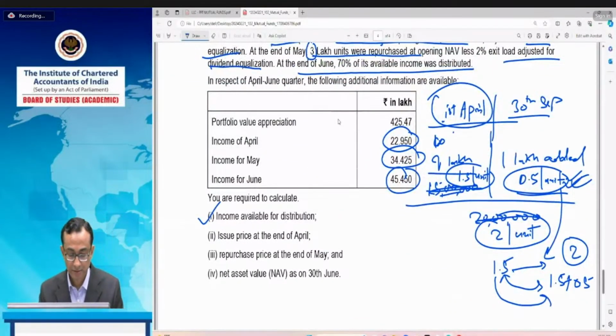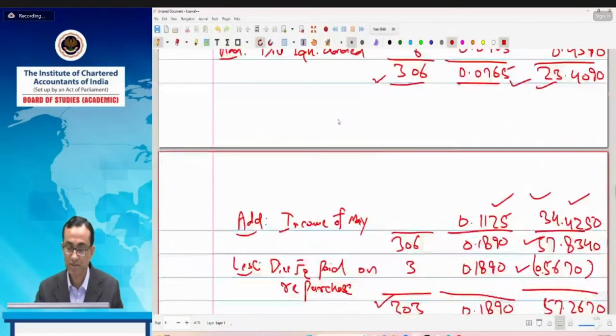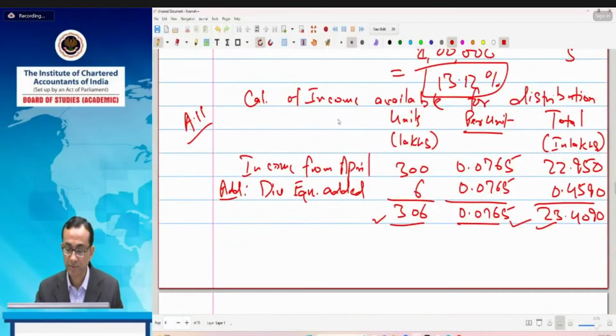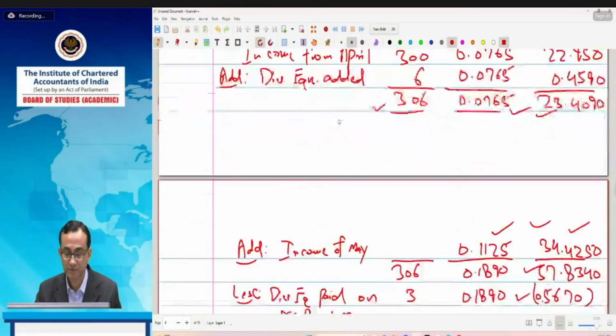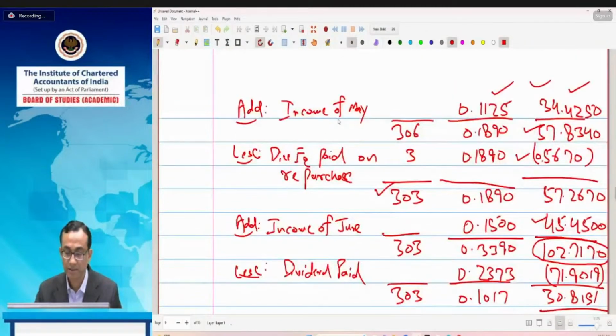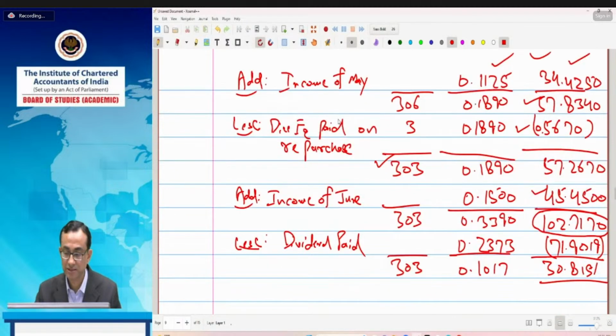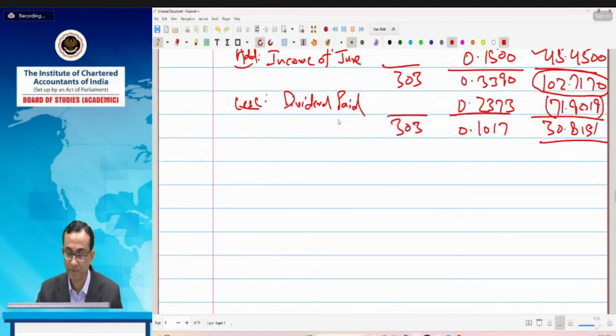Okay. So now what is the second aspect of the question? The income available for distribution we have calculated. So how have we calculated? See, income from April, we added dividend equalization, then income of May, then we deducted dividend equalization paid because the company is doing the buyback. Then income of June is added. Then out of the total amount, the dividend has been paid. This is the income available for distribution.